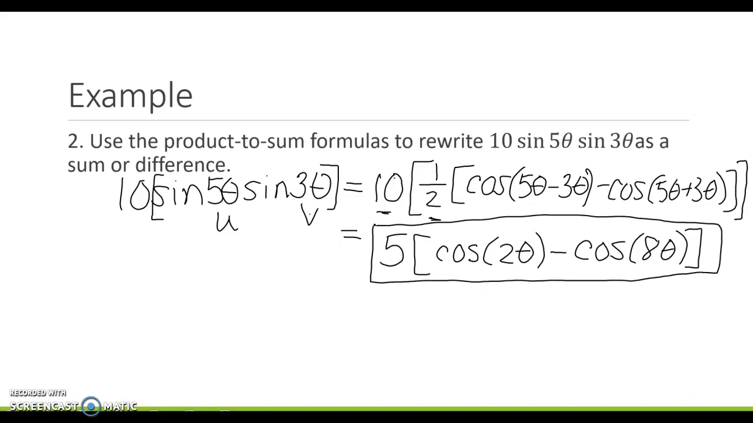Something that I want to point out is you want to make sure if you have more than just theta, like we have 2 theta here, we have 8 theta here, you want to make sure you put parentheses around that. It's a good habit to get into because I know WebAssign, especially when you're entering something like this, they're going to want parentheses around that 2 theta or 2x or whatever your variable is there. Okay, let's continue on.